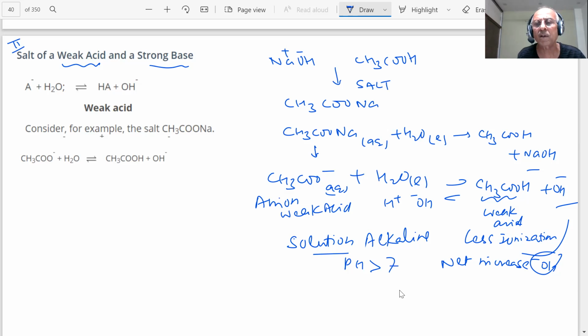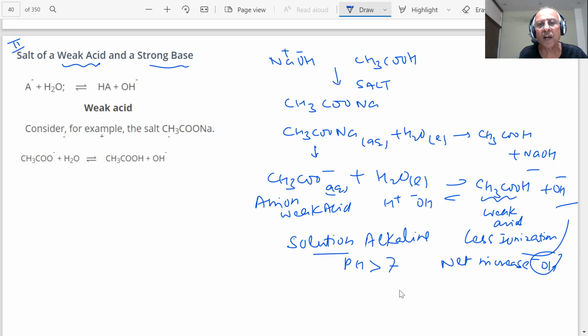He will give you a salt and he will say that when this salt is put in water, the pH is equal to 7, less than 7, whatever values they may ask you. So we have to be sure, student, what type of salt is there.